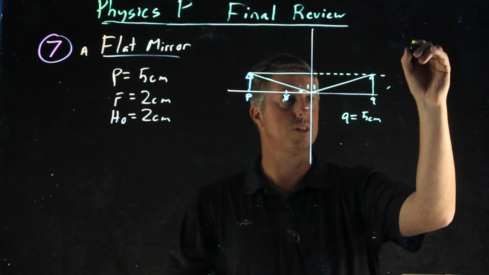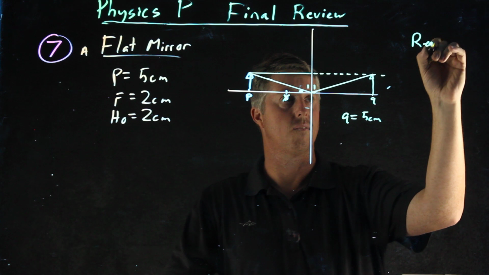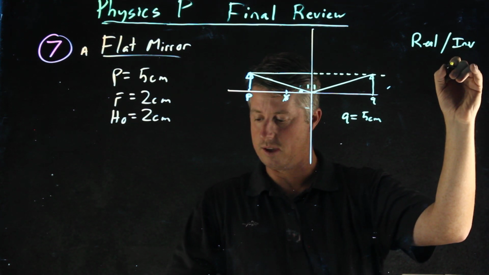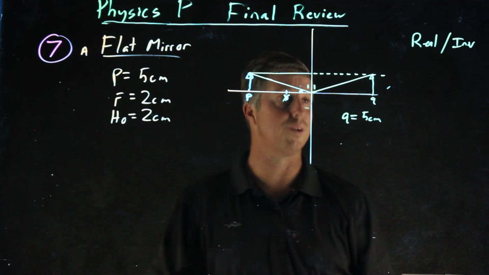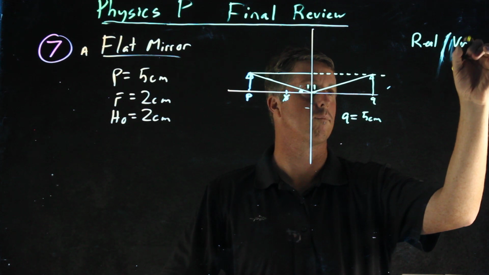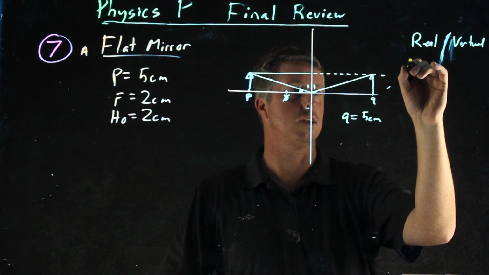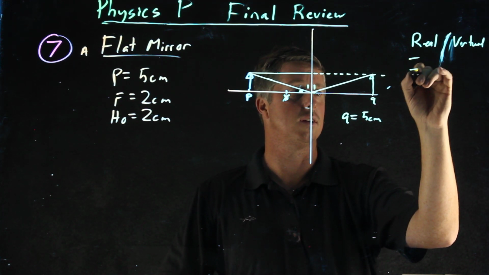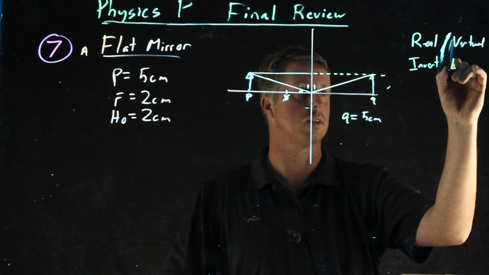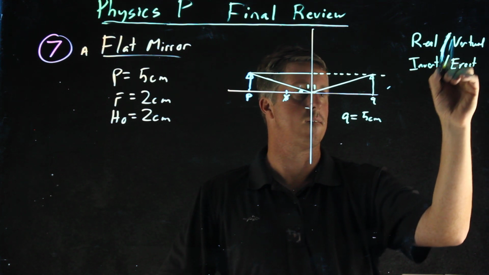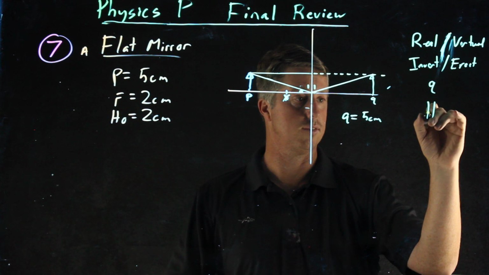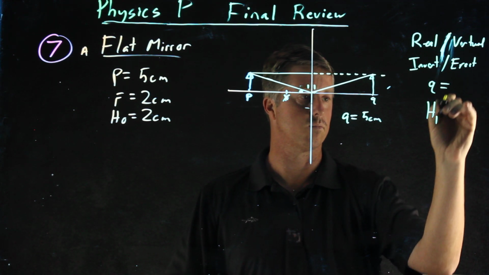I've asked you to tell me this. Is it real or is it virtual? Is it inverted? Or is it erect? I want to know what Q is, and I want to know the height of the image.